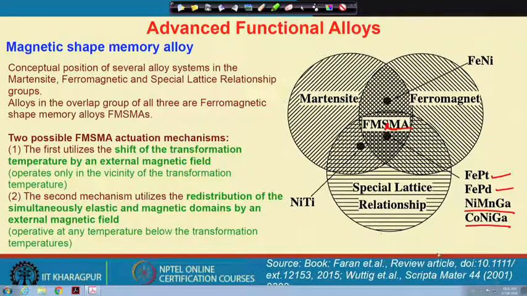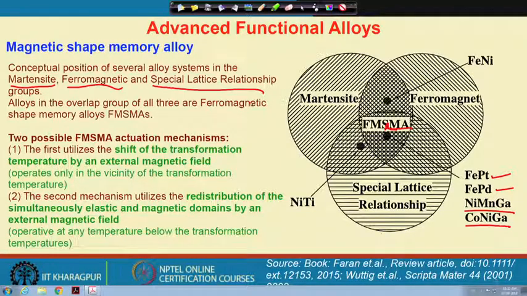So, this is just a conceptual position of different alloy systems which have both martensite, ferromagnetic behavior and a special lattice relationship group, so that we achieve this shape memory effect, and the overlap domain of the ferromagnetic shape memory alloy with the other ferromagnetics and shape memory alloys. Now, there are two major possible actuation mechanisms in the case of ferromagnetic shape memory alloy. I mean, where do we use these alloys actually?